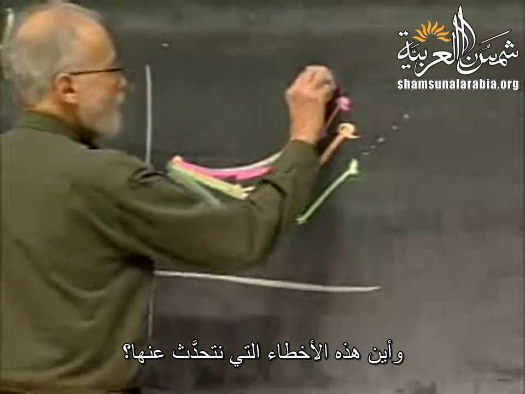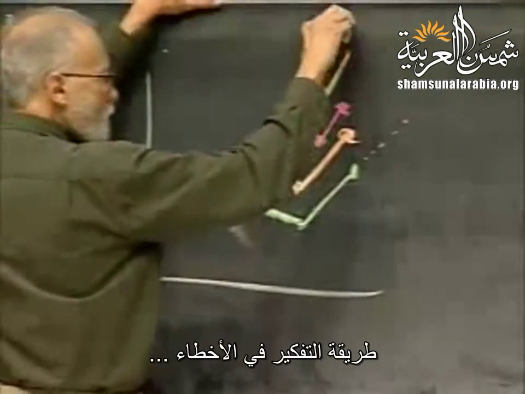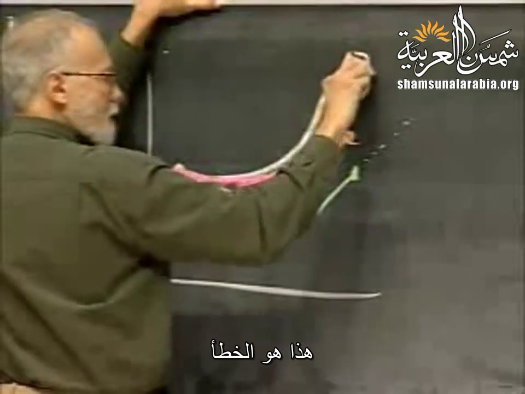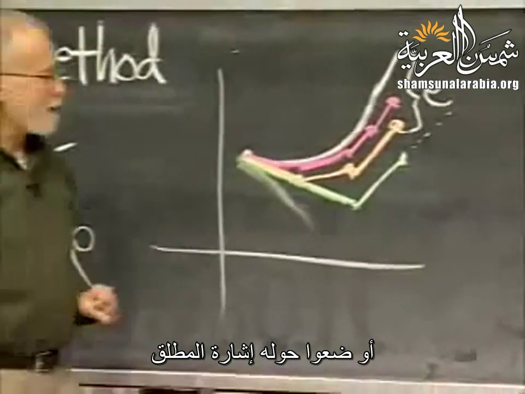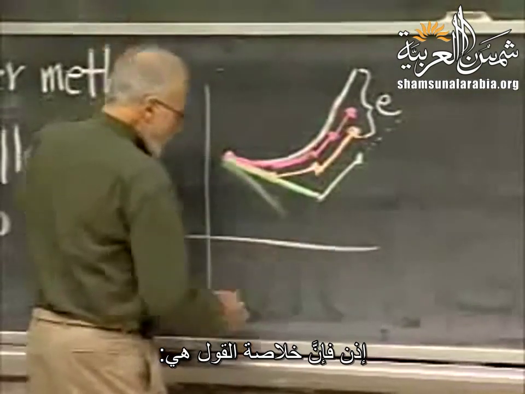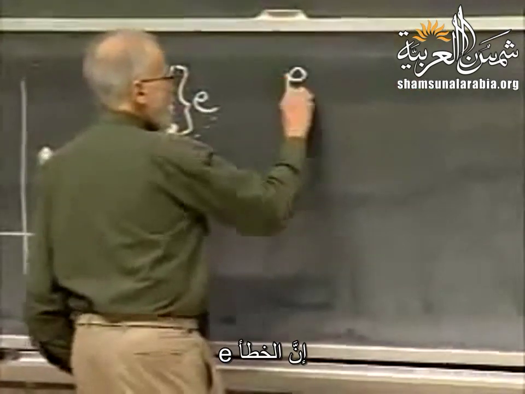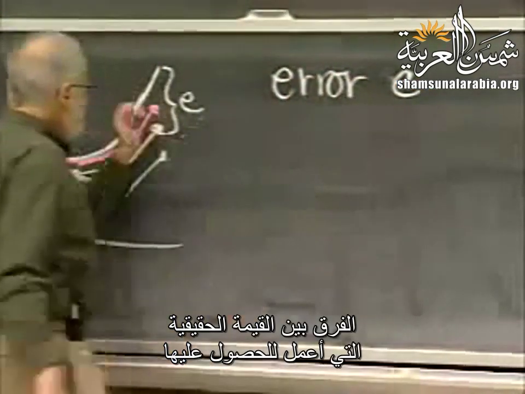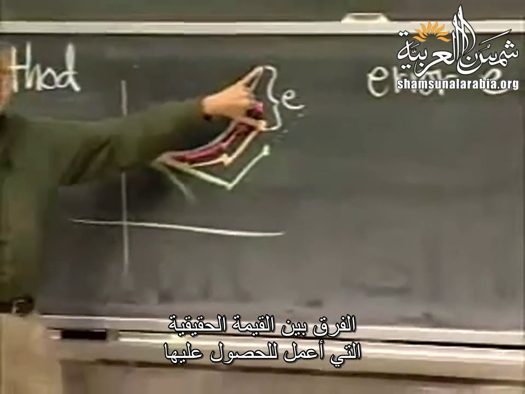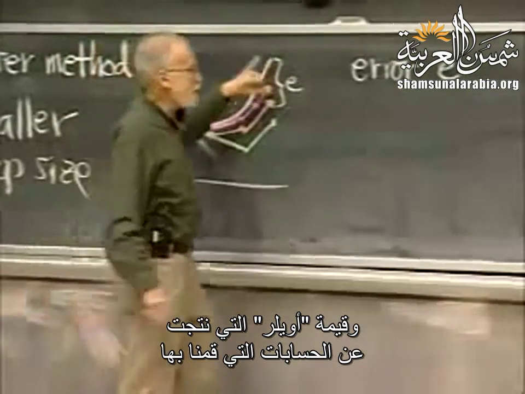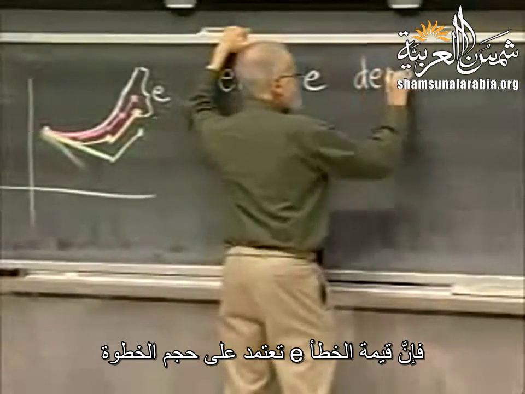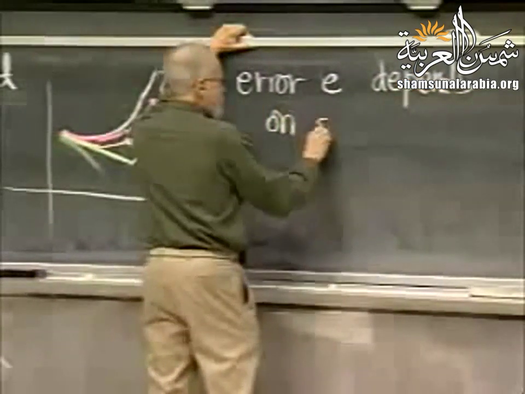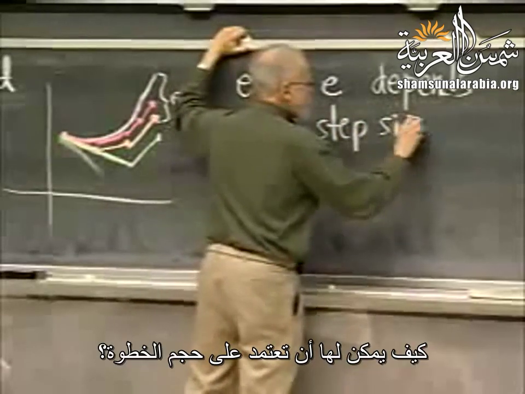And where are the errors that we're talking about? Well, the way to think of the error is this is the error. That number, the error, and you can make it positive, negative, or just put automatically an absolute value sign around it. That's not so important. So in other words, the conclusion is that the error E, the difference between the true value that I should have gotten and the Euler value that the calculation produced, the error E depends on the step size.